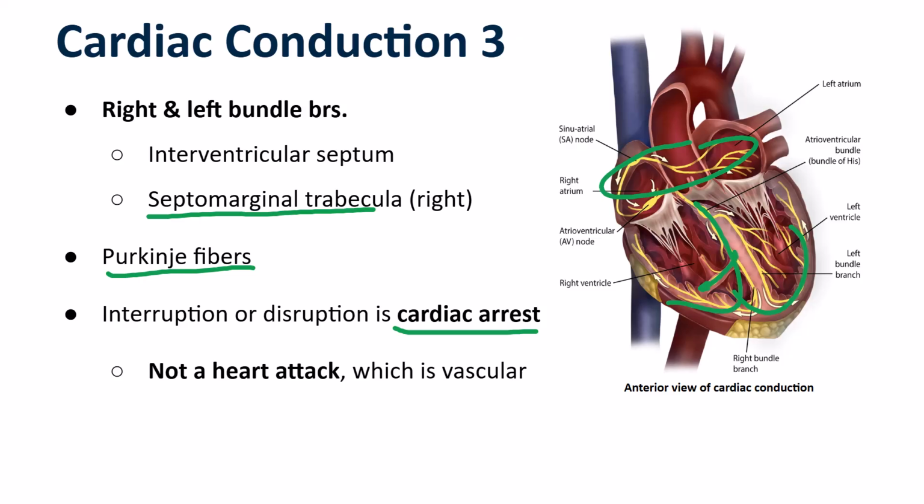Oftentimes, people will conflate cardiac arrests with heart attacks. Heart attacks are events which are modulated by interruptions of the vascular system. So if there is some sort of atherosclerosis or a clot that interrupts the coronary arteries or a branch, that would be a heart attack. If there is something which interrupts the conductive pathways, that's referred to as cardiac arrest.